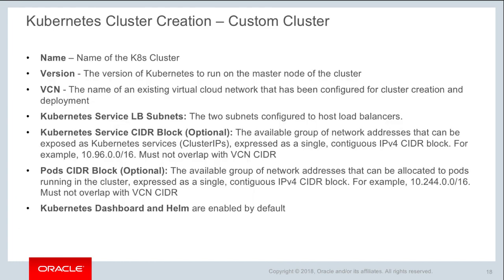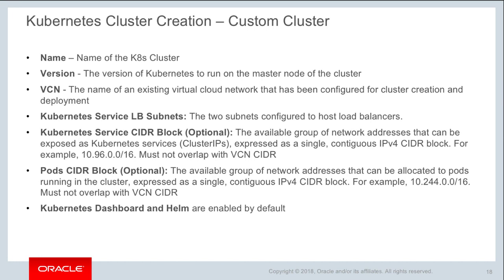So moving forward, in case of a custom cluster, it asks you the name. You can provide a version of your Kubernetes again, and then you can provide a custom VCN. So there must be a VCN that is already created. It doesn't need to be empty, so you can have your other application which is running in your virtual cloud network, and you can create the cluster in that VCN as well. It just requires the name of an existing virtual cloud network where you would want to deploy your Kubernetes clusters.